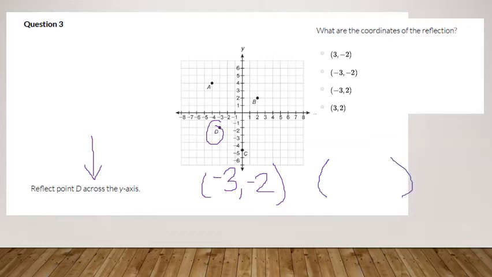That means my negative 2 is not going to change. But we're reflecting over this axis. So it's still going to be at negative 2, but the only thing that changes is the sign of the x coordinate. So it'll be at 3, negative 2. So that'll be our first one.